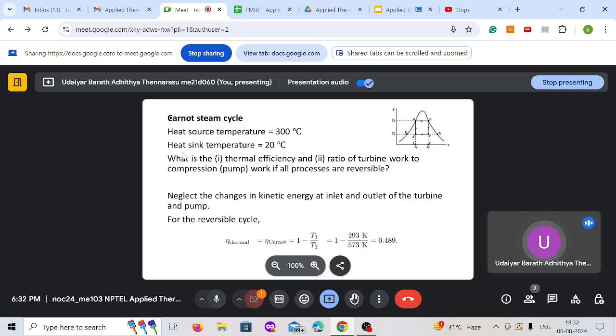So we know the heat source temperature and sink temperature. So source temperature T2 is 300 plus 273, so 573 Kelvin, and T1 is 273 plus 20, 293 Kelvin. So this will come around 0.489 or close to 49%.